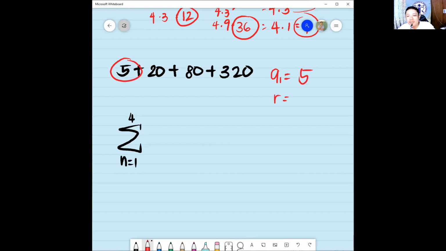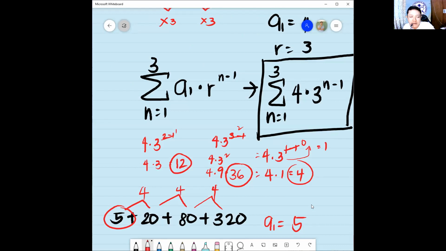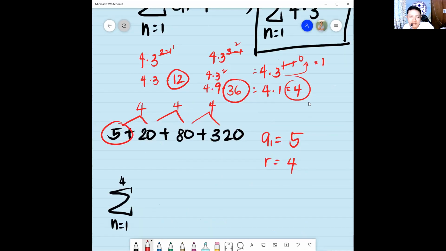And the common ratio is what? What do you need to multiply to the previous term to get the next term? Type your answer in the chat box, please. What should you multiply to get the next term? It's 4. Very good. So when you multiply 4 to each term, you will get the next term. So that's the common ratio, which is 4. And so let's just substitute it in the formula. The formula is this. A sub 1 times the common ratio raised to n minus 1.